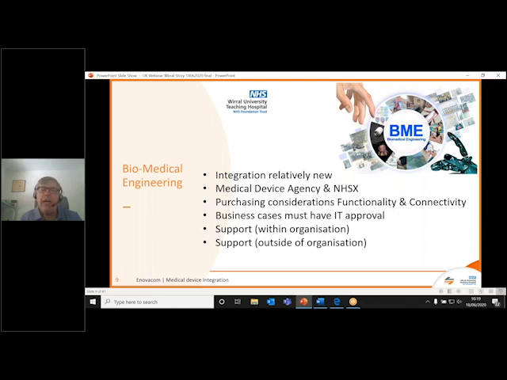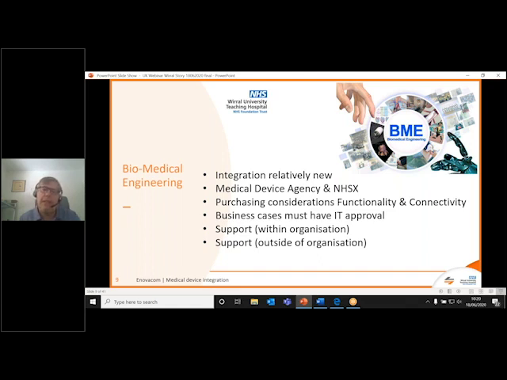I'm going to cover off how important it is within the organization that in any business plan for new equipment you think about how you're going to connect that to a digital record. And certainly in our hospital, all business cases for equipment have to have IT approval, and for all major devices, one of the specifications that we ask for is, can you connect to Cerner Millennium? And we'll pick up on that later.